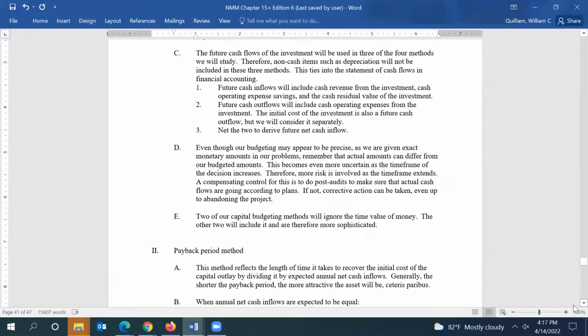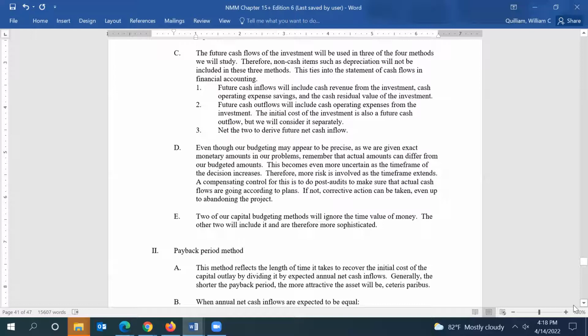Now, I was talking about a lot of things for estimates. Well, here I comment on that. Even though our budgeting may appear to be very precise because we're given exact monetary amounts in our problems, remember the actual amounts can differ from budgeted amounts. Sure can, because the best laid plans of mice and men, as John Steinbeck would say, often don't come true.